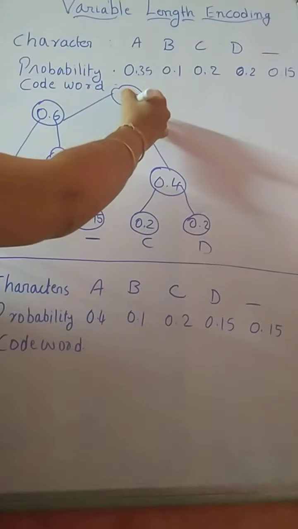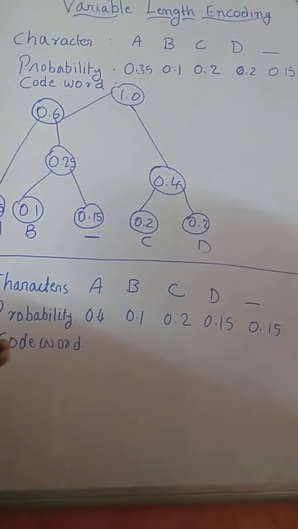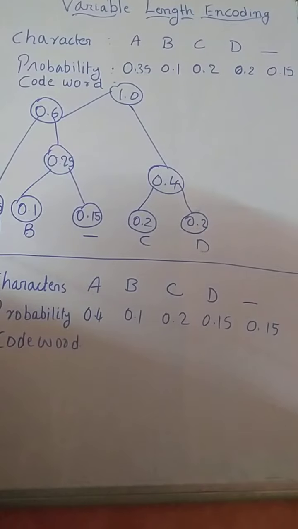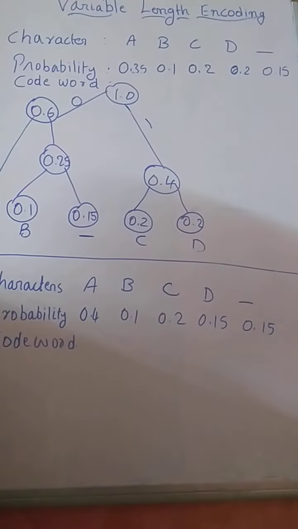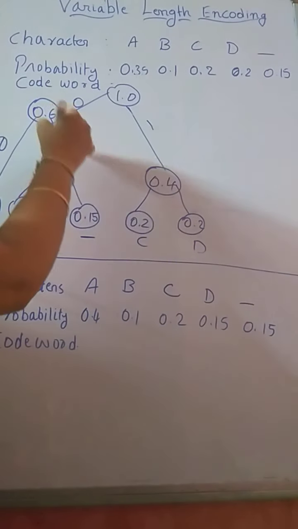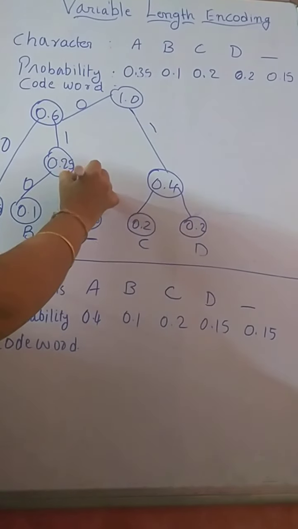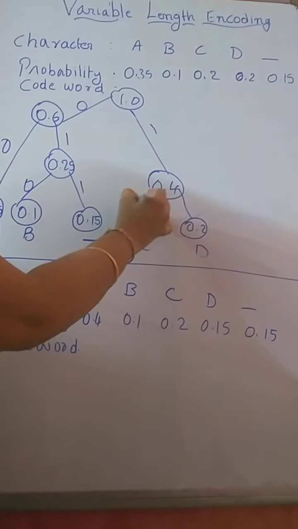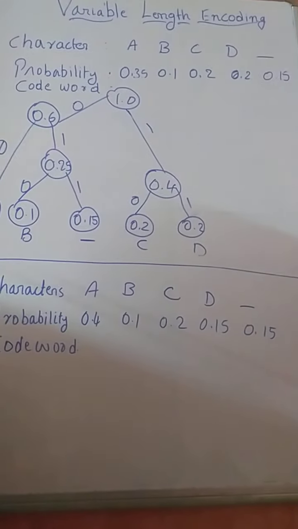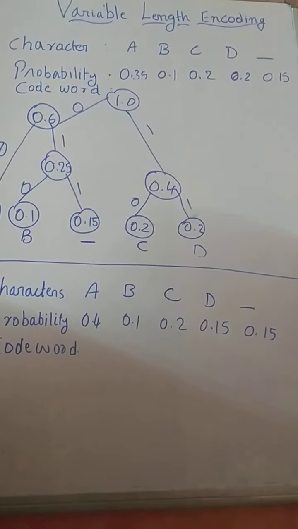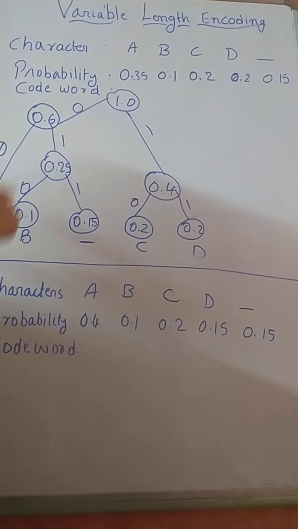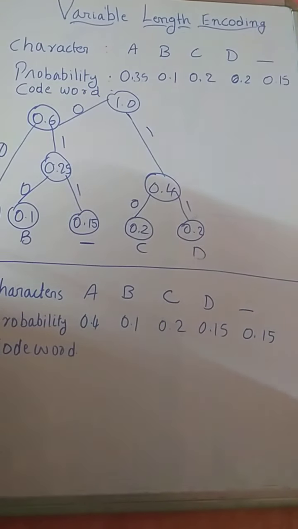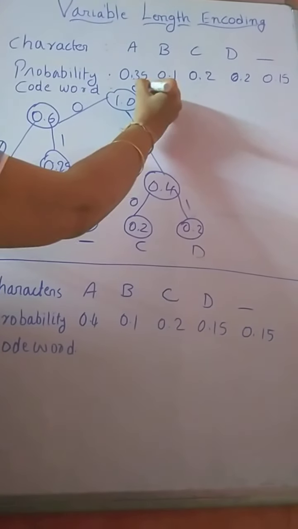Now once I have constructed this particular tree, follow the same thing we did for fixed length. Whenever I travel towards the left, the label of the edge is 0. Whenever I travel towards the right, the label is 1. Left 0, right 1. So now once I have constructed this Huffman tree, it is easy to generate the code word. What is the code word for the A? 0, 0.